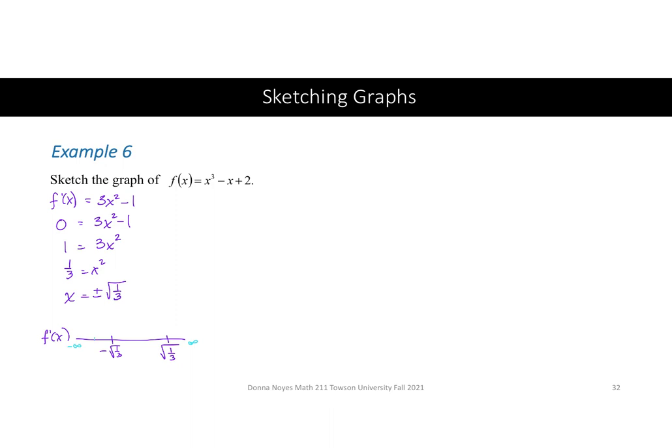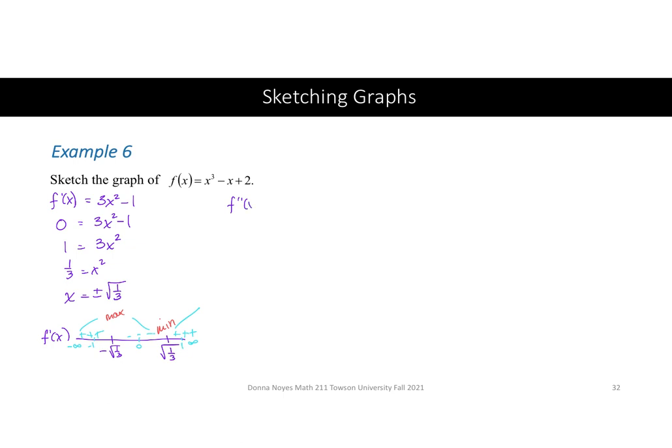So if we plug in -1 here, we end up with 3 times 1 minus 1, so it's positive. If we plug in 0, we get 3 times 0 is 0 minus 1, negative. Plug in a positive 1, we're also going to find that it's positive. So we can already see that we're going to have a possible max at the negative root 1/3 and a possible min at the positive root 1/3. Let's see if our second derivative agrees.